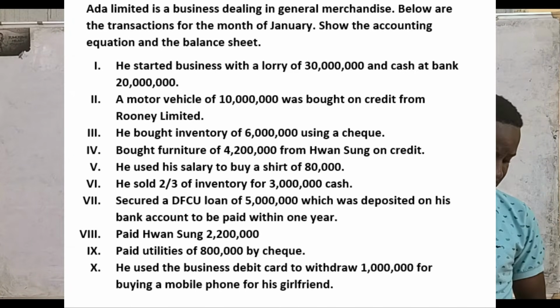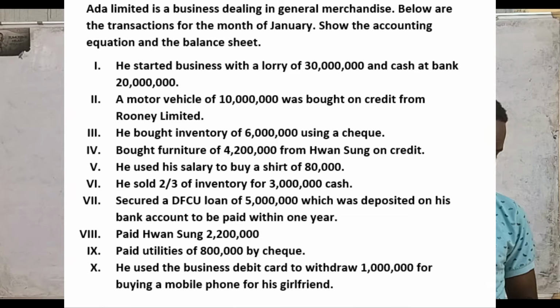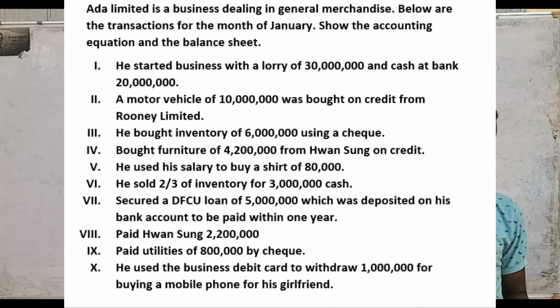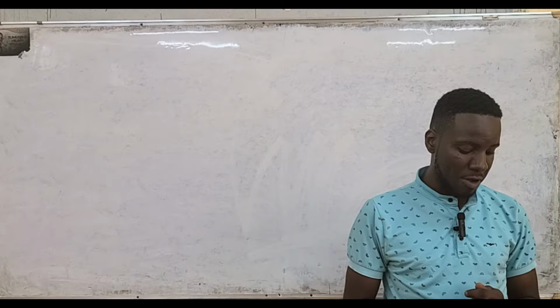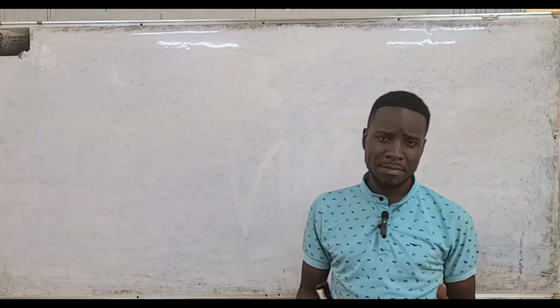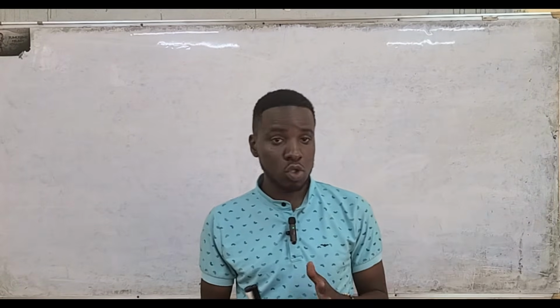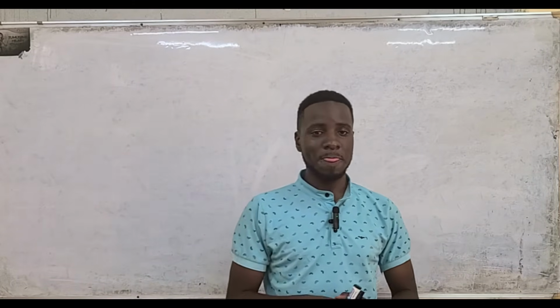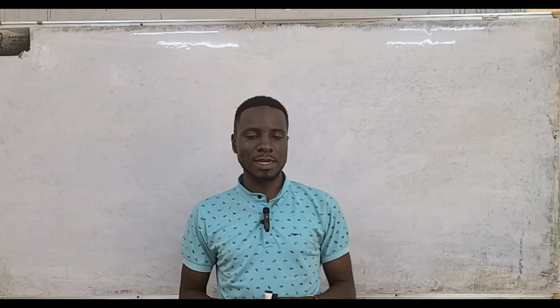Nine, paid utilities of 800,000 by check. And then lastly, he used the business debit card to withdraw 1 million cash for buying a mobile phone for his girlfriend. So that is the number that we are going to solve. It looks easy. Yeah, I know somehow, and some people might find it hard to do, but we are going to do it.